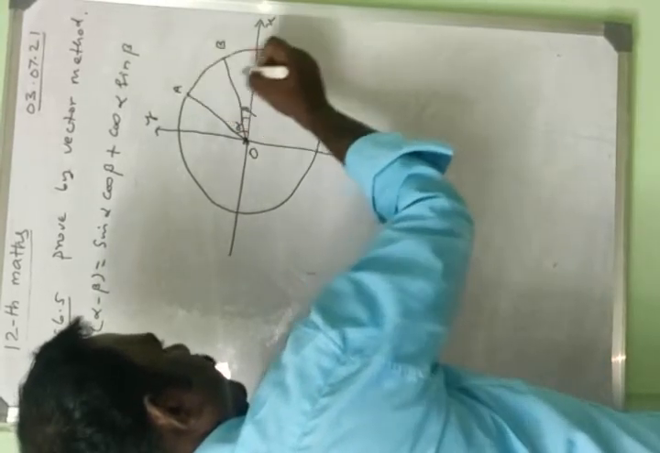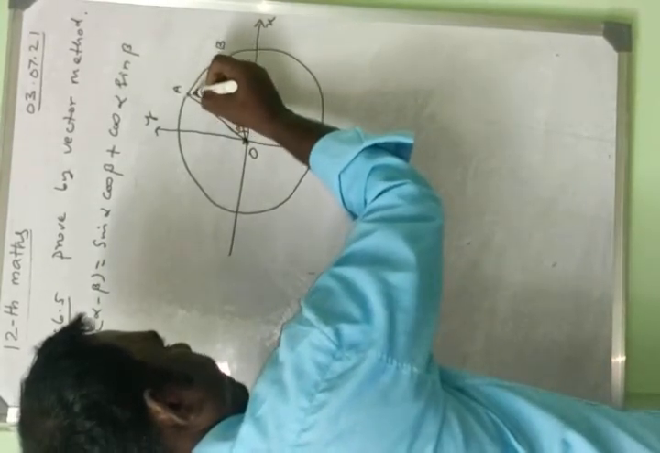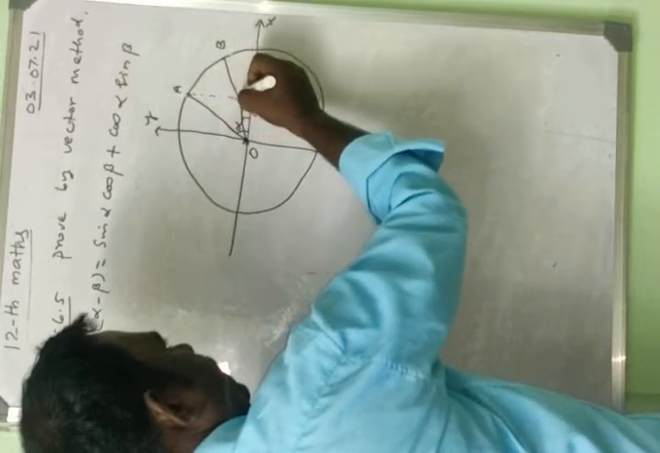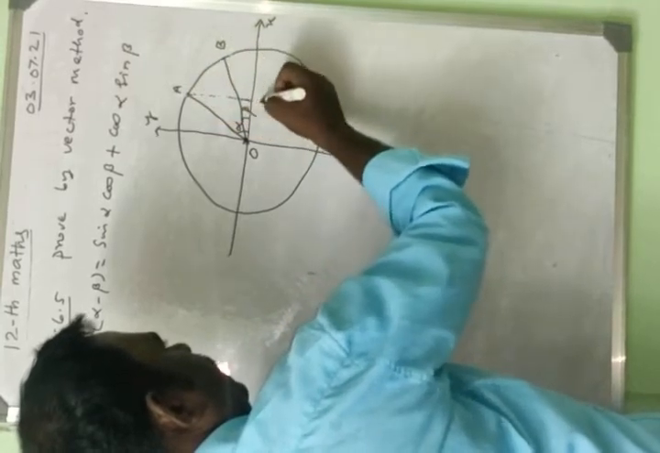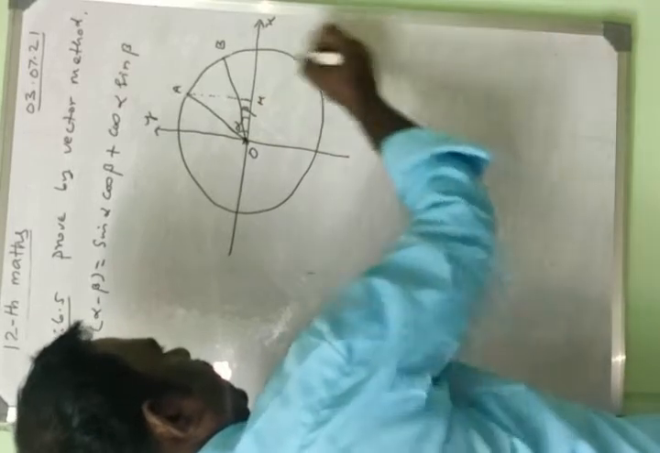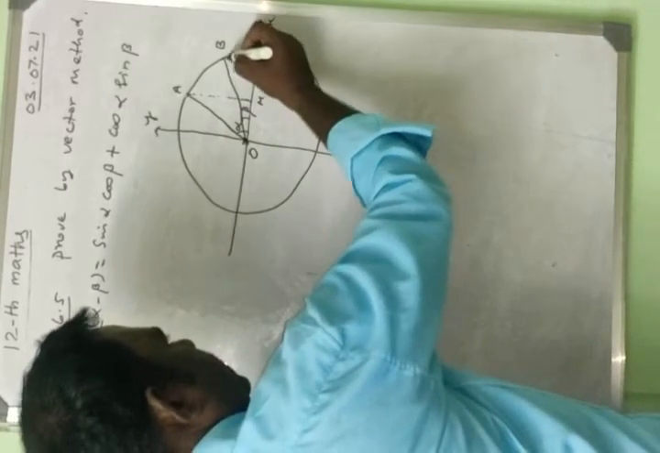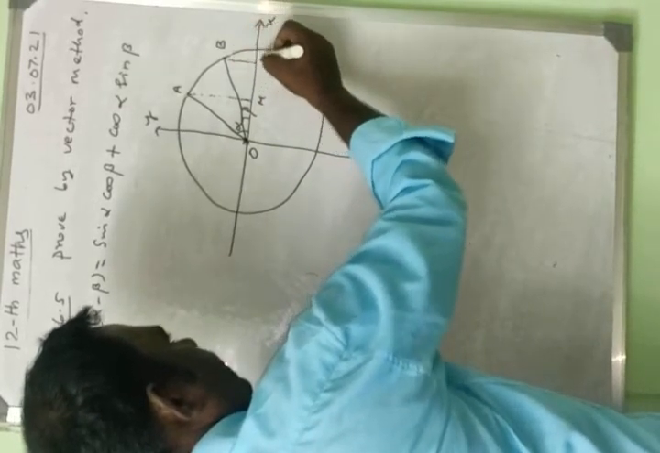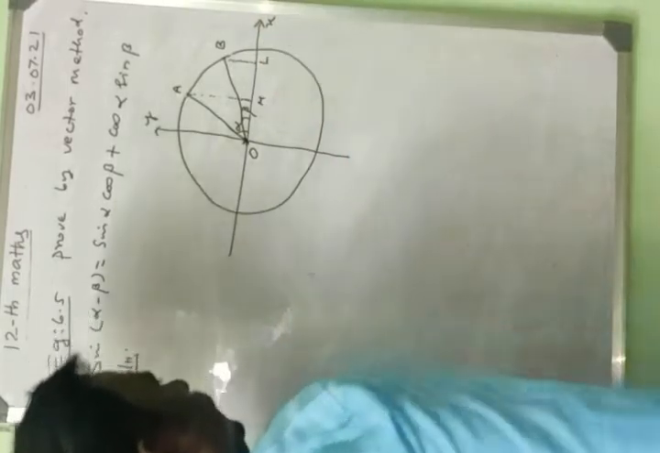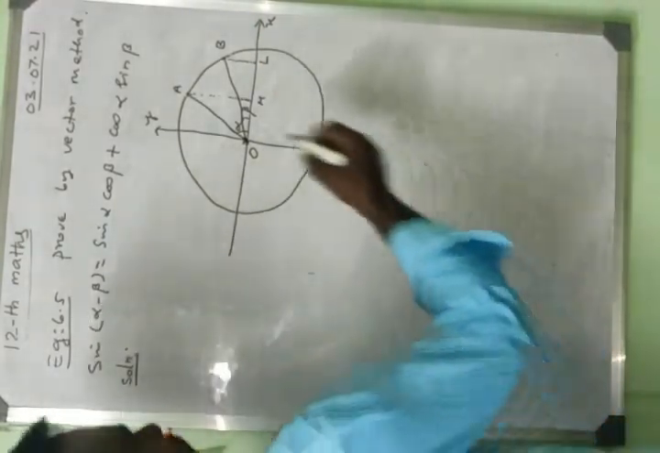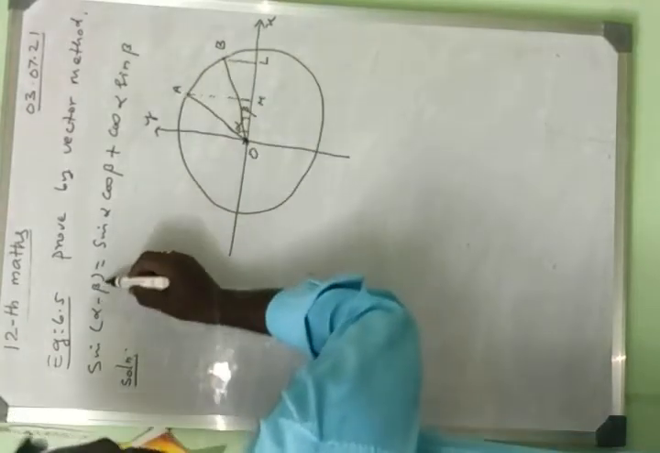What is the next point? Here from A to the X axis, draw one perpendicular line, like this. This is M. We put M. Here also from B to the X axis draw one perpendicular line. This point we mark here. So next we want alpha minus beta.